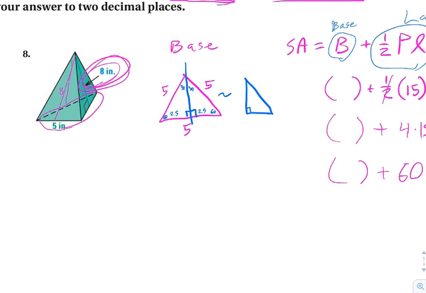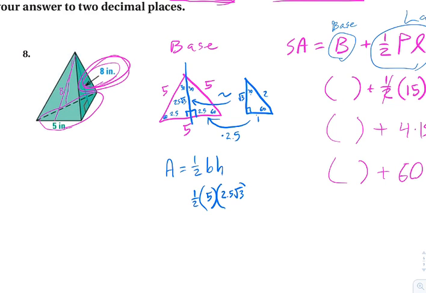So I'm going to say this is similar to, with a 60 and a 30, it's similar to a 1, 2, root 3. Making sure with my 60, the root 3 is opposite. Opposite of my 30 is my 1. And I notice that this is exactly 2.5 times bigger. So this side here is 2.5 root 3. So the area of my base, 1/2 base times height, is 1/2 times the entire base of the triangle, which is 5, and the entire height we just calculated, 2.5 root 3.